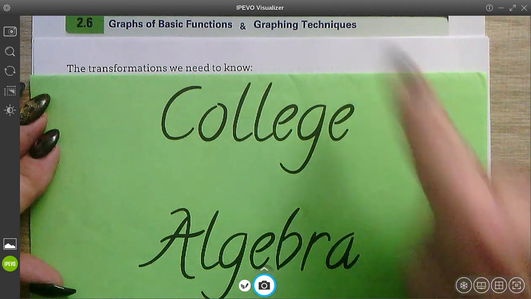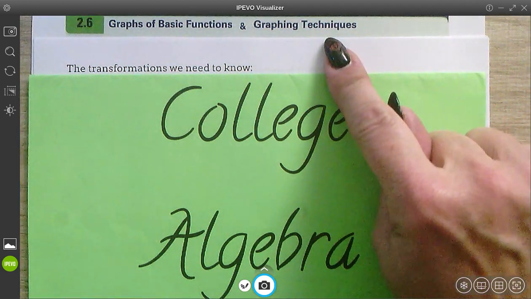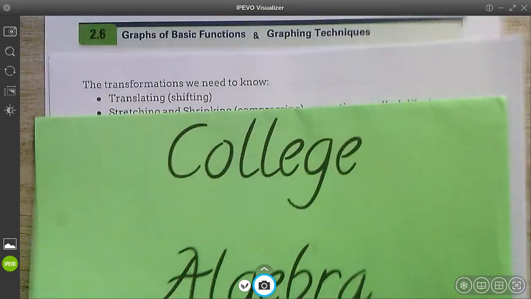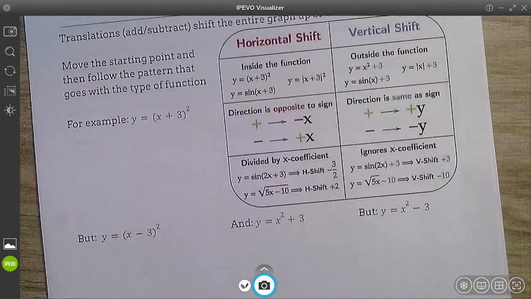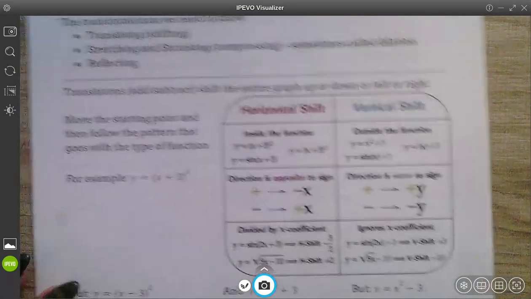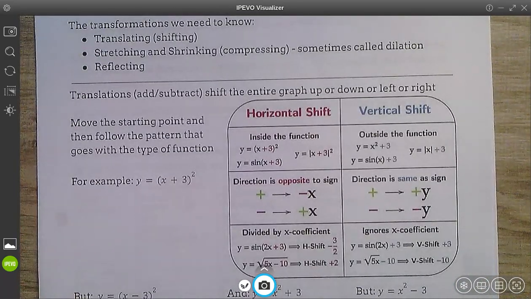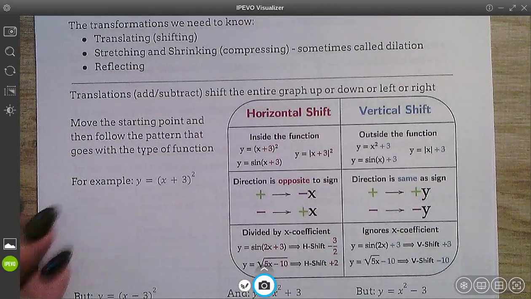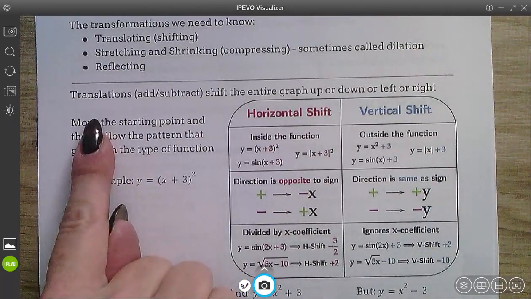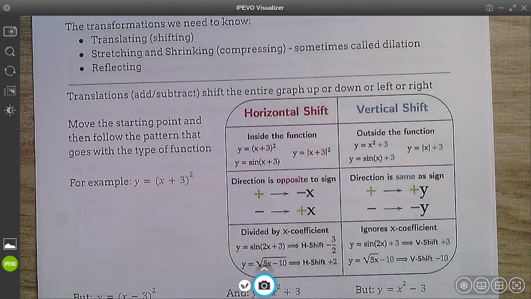Section 2.6, dealing with transformations. So last video we looked at the basic graphs, and now we need to figure out how to shift them, stretch them, compress them, and reflect them. So let's talk about translations.